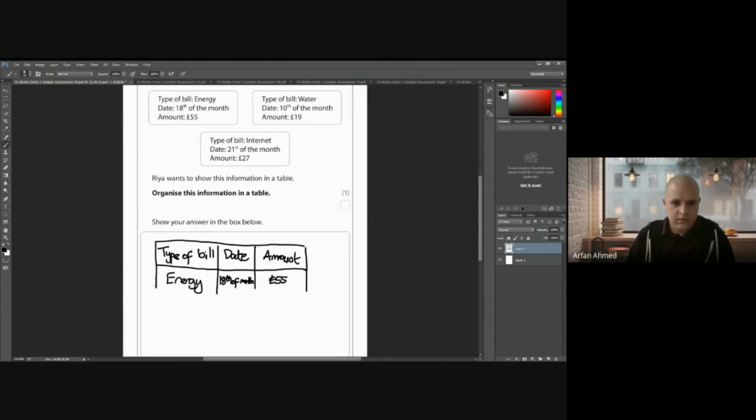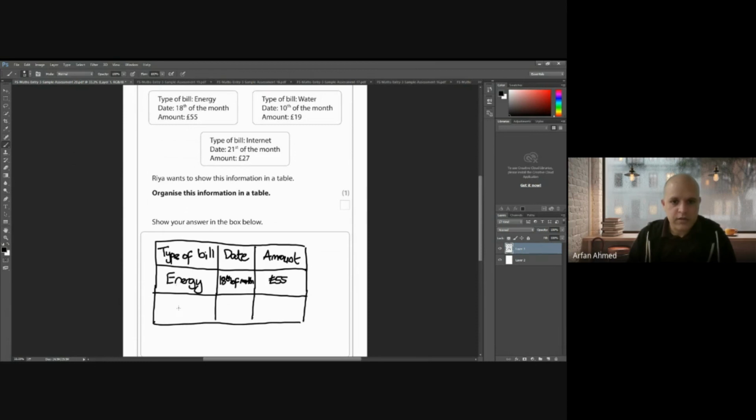Okay. Just extend this. That's all it is. And you could have done it the other way as well, by the way. So you could have had type of bill, date, and amount going down the side. You could have done it that way as well. It's absolutely fine. Or you could have it along the top.